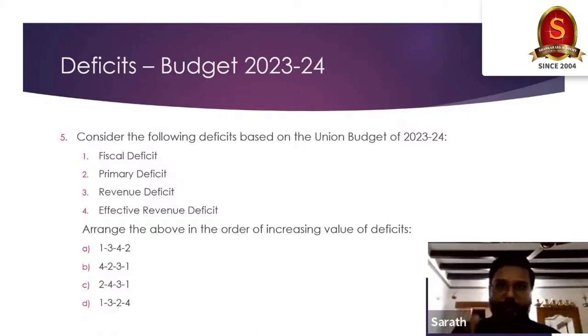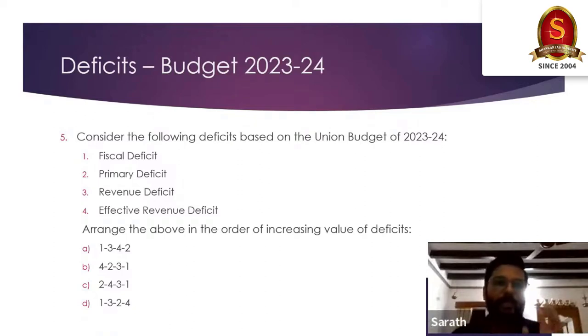When it comes to revenue deficit, that is the deficit for only one part of the budget, which logically has to be lesser than fiscal deficit. If you look at the formula for primary deficit, it says fiscal deficit minus interest payments, which means primary deficit is definitely going to be lesser than fiscal deficit. And effective revenue deficit is equal to revenue deficit minus grants for creation of capital assets, which means effective revenue deficit has to be lesser than revenue deficit.